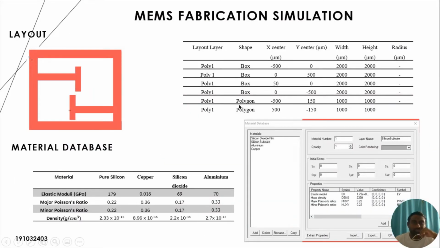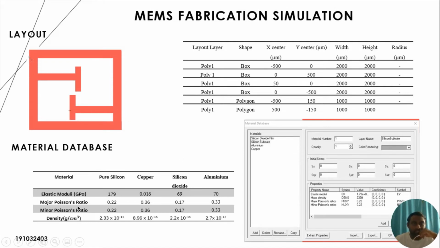Now I'm going to present the MEMS fabrication simulation using MEMS Pro. So this is the layout. The layout is actually the mask used when the etching process is done. We can see there are 4 boxes representing the 4 sides here, and also we use the shape of a polygon for this T-shape.